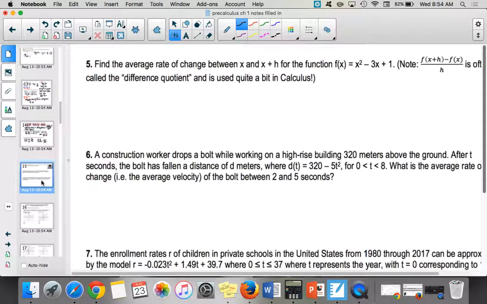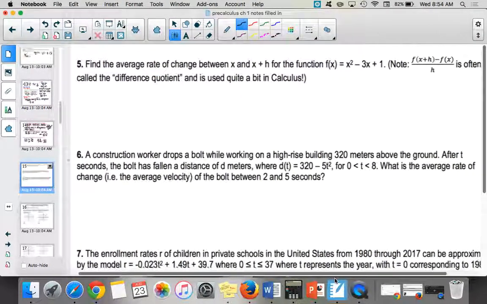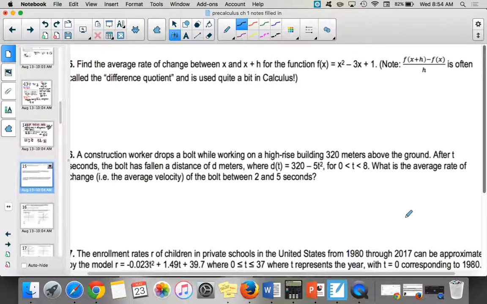All right, so last little bit here. It says, find the average rate of change between x and x plus h. So now we don't have any numbers. It's all variables. So we're finding it for x squared minus 3x plus 1. I did not give you much room here, so you might need another piece of paper. So we'll see. f of x plus h minus f of x all over h is often called the difference quotient and is used quite a bit in calculus. So we could just have a generic x instead of like a 2 plus h or a 3 plus h, okay? So it works out the same way.